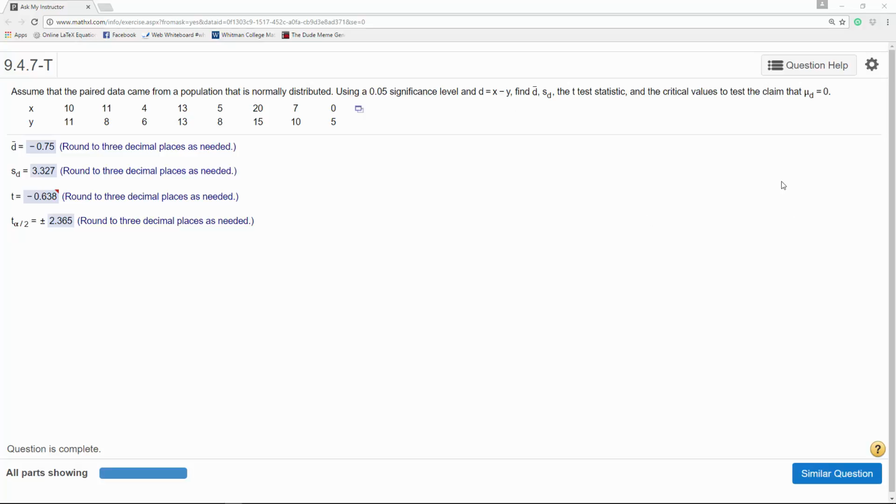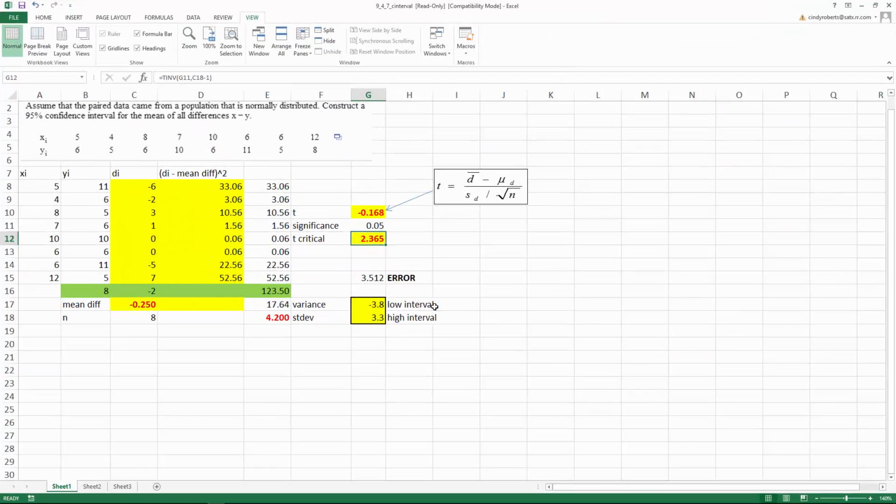Okay, so this problem was asked. We have this paired data, and I'm going to show an example using Excel. I'm going to show it a little bit differently, but then I'm going to show why I use Excel. In this one it actually wants a confidence interval, but that's beside the point because these answers are going to be used for the other one.